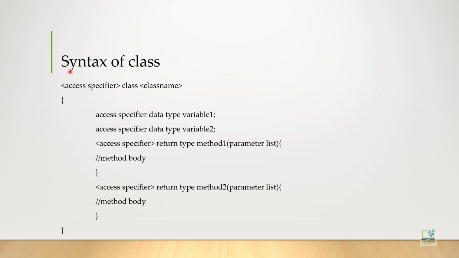So this is syntax of class. When you define any class, you specify the access specifier, then class and class name. Access specifier is optional to write. If you don't write the access specifier for the class or for any member, then by default it is accessible in the entire package. Class name is an identifier. So class name has to be just like variable name or any method name.